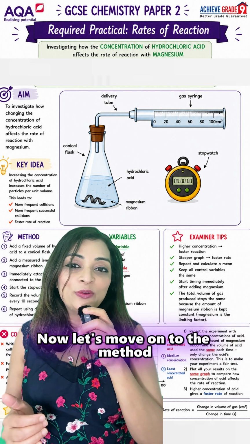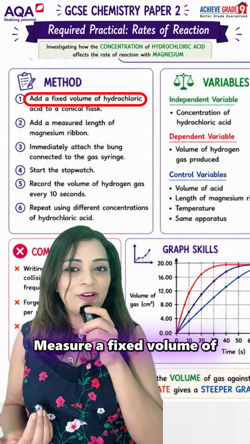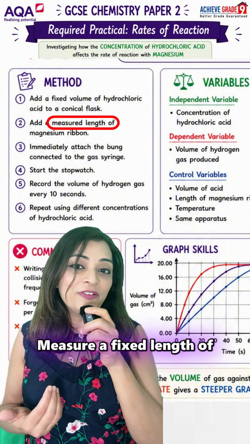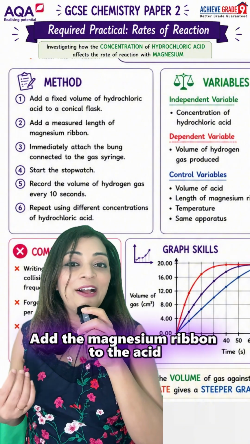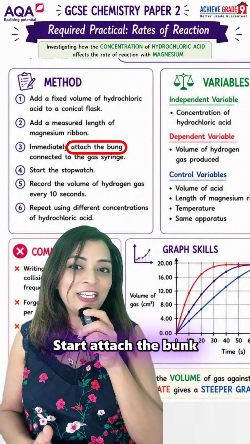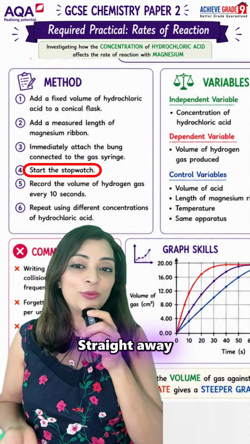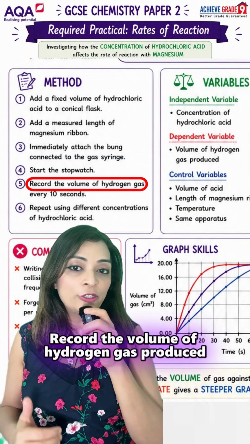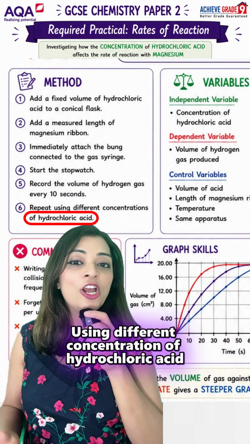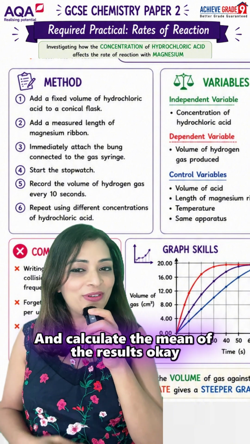Now, let's move on to the method. Measure a fixed volume of hydrochloric acid. Only the concentration of hydrochloric acid should be changed. Measure a fixed length of magnesium ribbon. Add the magnesium ribbon to the acid. Immediately attach the bung connected to the gas syringe and start the stopwatch straight away. Record the volume of hydrogen gas produced every 10 seconds. Repeat the experiment using different concentrations of hydrochloric acid. Repeat each concentration and calculate the mean of the results.